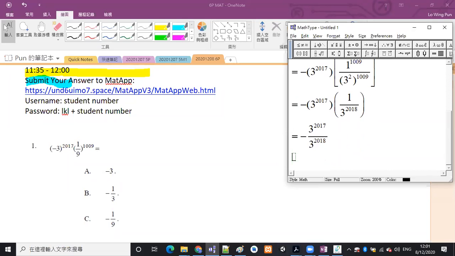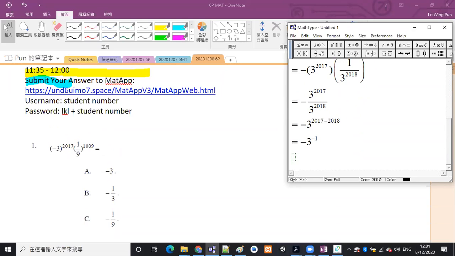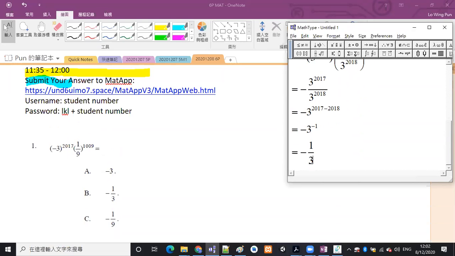Then you have the same base and you are dividing, so you do the subtraction of the index. The negative sign has no change, and you give 2017 minus 2018. That will give you -3 to the power -1. But power -1 is just 1/3, so that is the answer. The answer will be -1/3.